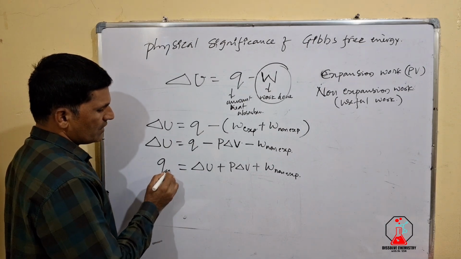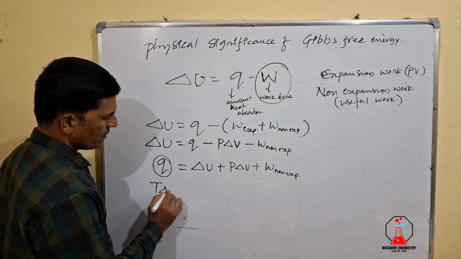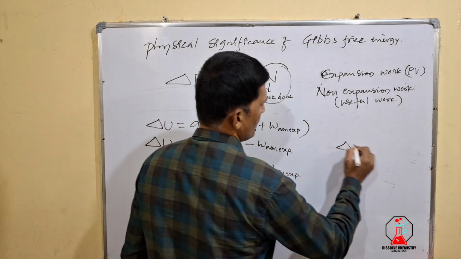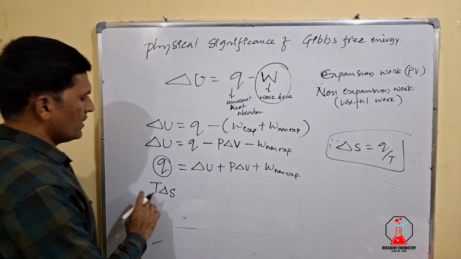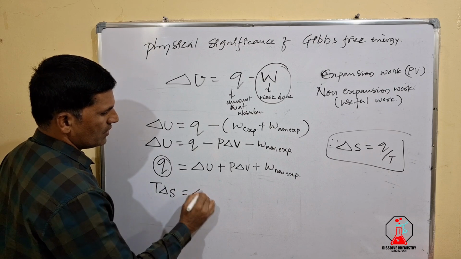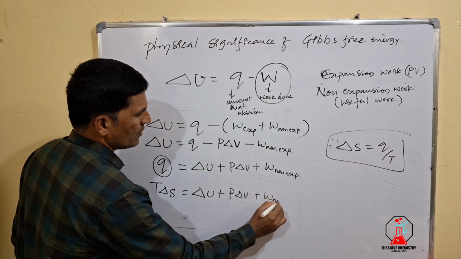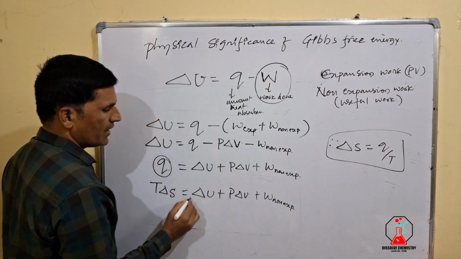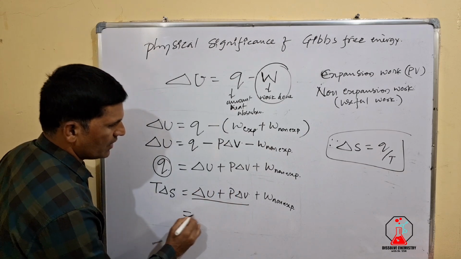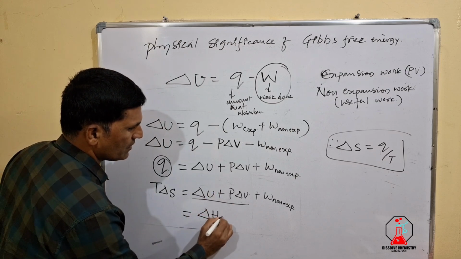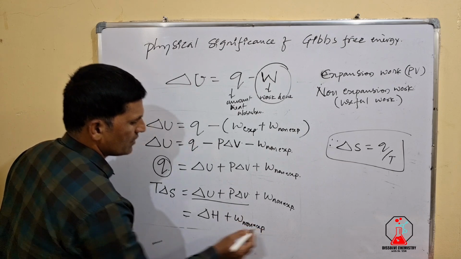So now we know that this Q is nothing but T delta S. We know that change in entropy is equal to Q by T, so we make use of that here. So T delta S is equal to delta U plus P delta V plus W non-expansion work. And what is delta U plus P delta V? It is nothing but delta H, the change in enthalpy of the system, plus non-expansion work.